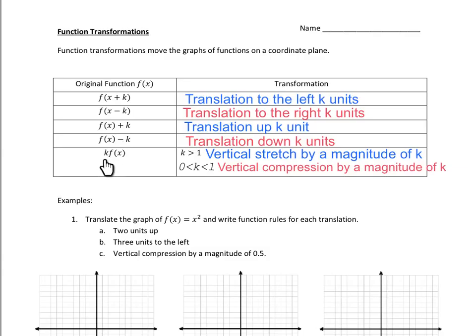When you multiply a number by f of x, you're going to change its distance from the x-axis, so you're vertically stretching or compressing. A vertical stretch would be when k is greater than 1, and a vertical compression would be when k is between 0 and 1. Let's look at some examples.